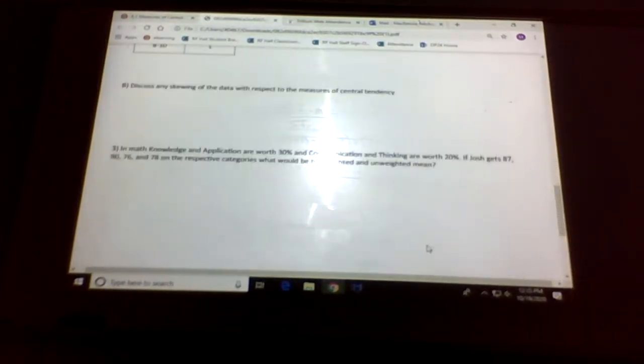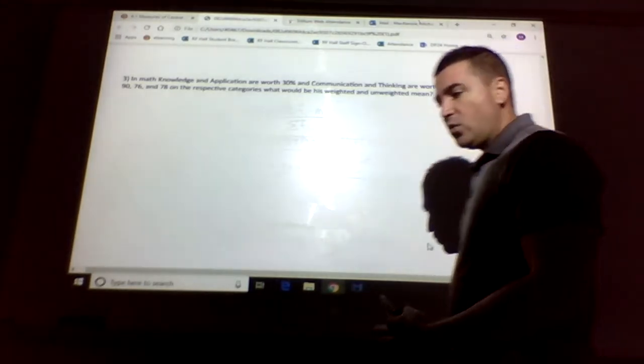Okay, I think this is the last one now. Now going towards marks. In math, knowledge and application are worth 30%, and communication and thinking are worth 20%. If Josh gets 87, 90, 76, and 78 on the respective categories, what would the weighted and unweighted mean be?